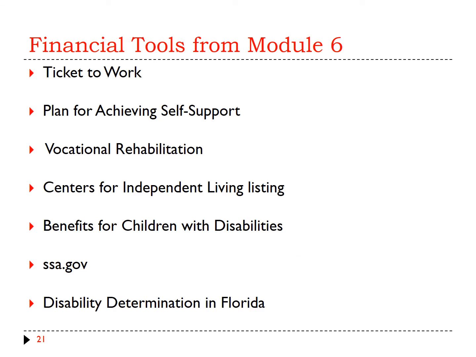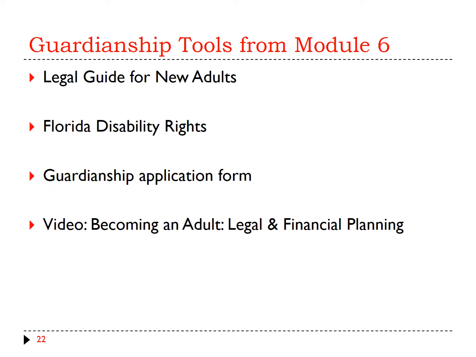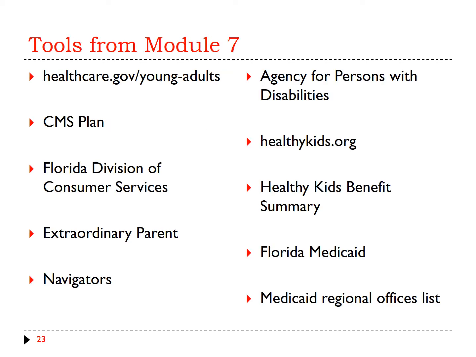Addressing financial considerations during transition focused on resources from vocational rehab and Social Security. Module 6 also gave resources for patients who will need decision-making support after turning 18. Tools for maintaining insurance during transition include the Florida Hats Insurance Guide for Patients, resources on the Affordable Care Act, from Medicaid, and for private insurance.